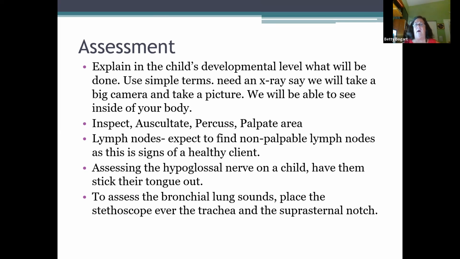As when we were talking health assessment, we have to do assessments on children too. So how do you assess for the hypoglossal nerve? Well, even infants will do it. Have them stick their tongue out. Even little infants will try to imitate you with your tongue out. So you can do it even on them.